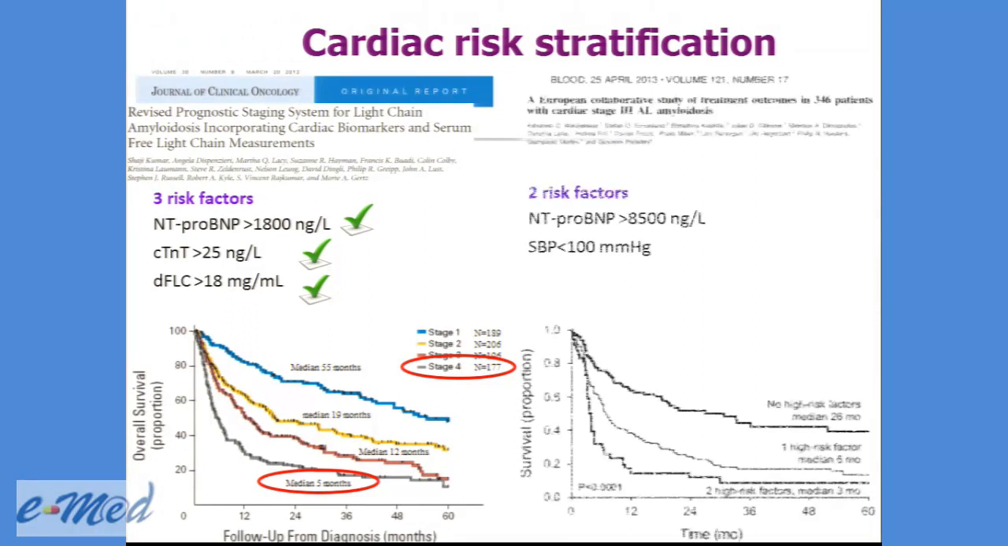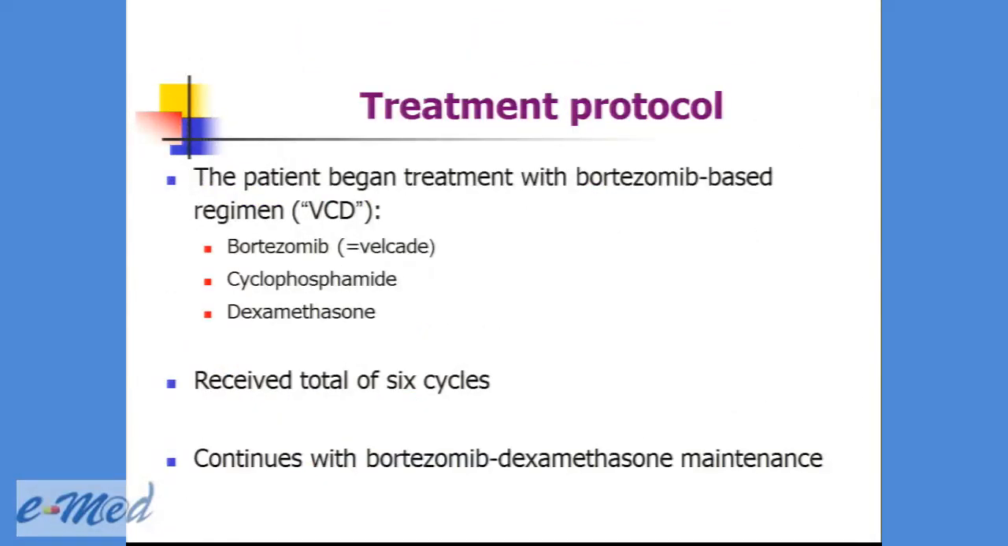Another risk system comes from Europe, and we have 2 risk factors in this system: the NT-proBNP at a high cutoff and the systolic blood pressure below 100. This patient has only one of them, which puts him in intermediate risk, but also a projected median survival of only 6 months, which is very comparable. So with this dismal outlook, he immediately began treatment protocol.